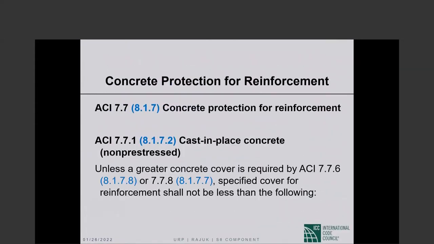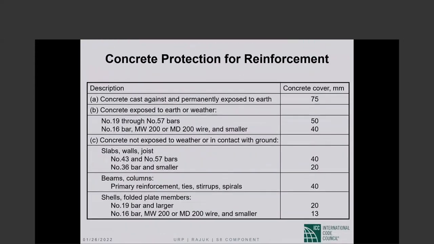Again, this is important. Unless a greater cover is required by special exposure conditions, if you are in a coastal area with a lot of salt in the air, that cover has to increase. And it may be that fire resistance requirements are such that the cover has to increase.